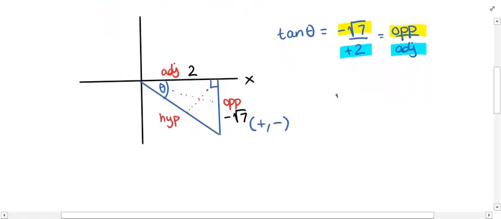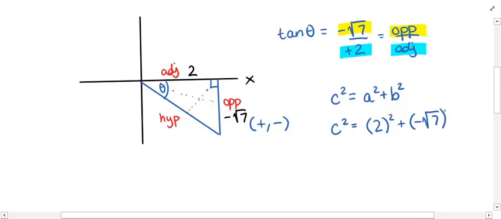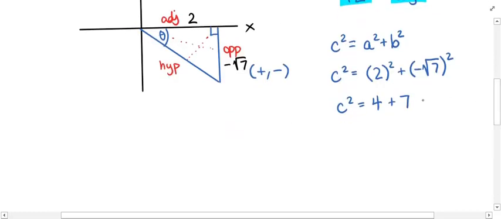In order to get that, we have to apply the Pythagorean theorem. c squared, remember c represents the hypotenuse, is going to be a squared plus b squared. We are solving for c squared because we need the hypotenuse. I typically use a for adjacent, so this is going to be 2 squared plus the b value, the opposite side, squared. This is going to be negative square root of 7 squared. So c squared is going to be 4 plus negative squared, so negative times negative is positive. Square root of 7 times itself is positive 7. So this is going to be 11.